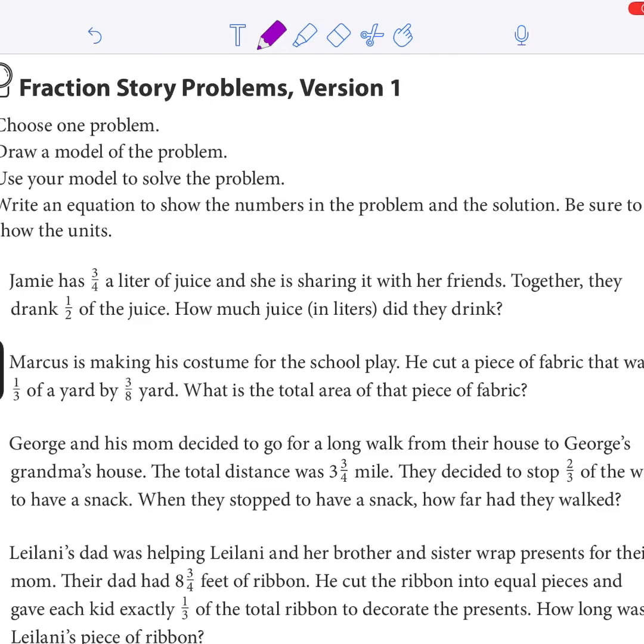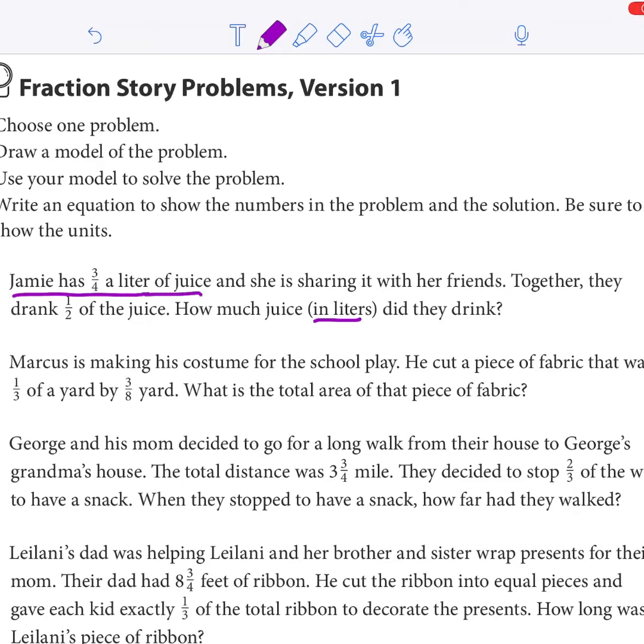So let's look at number one here and we'll do this one together. It says Jamie has 3/4 of a liter of juice and she's sharing it with her friends. Together they drank 1/2 of the juice. How much juice in liters did they drink? Okay? I want you to take a minute and underline any information that you think is important. So I think it's very important to know that Jamie has 3/4 of a liter of juice. So I know we're talking about juice here.